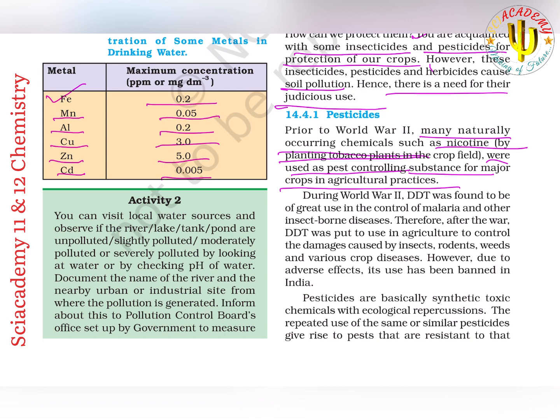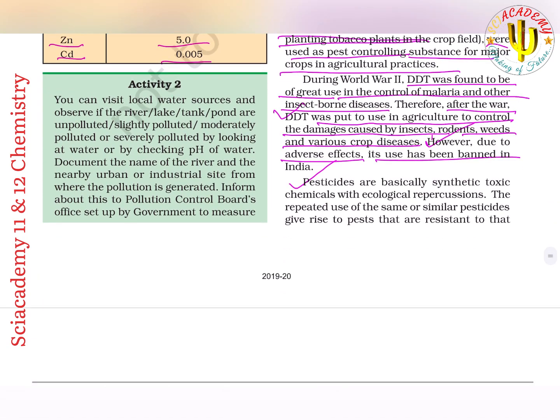During World War II, DDT was found to be of great use in the control of malaria and other insect-borne diseases. Therefore, after the war, DDT was put to use in agriculture to control the damages caused by insects, rodents, weeds, and various crop diseases. However, due to the adverse effects, its use has been banned in India. Pesticides are basically synthetic toxic chemicals with ecological repercussions.